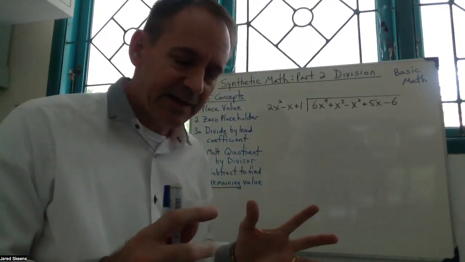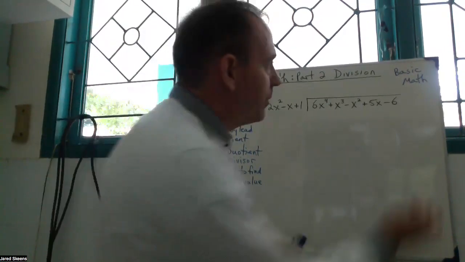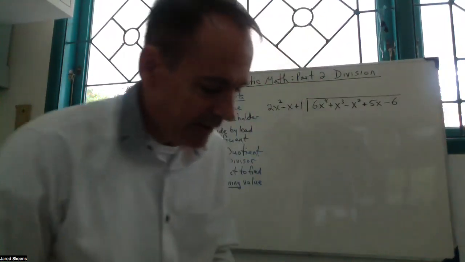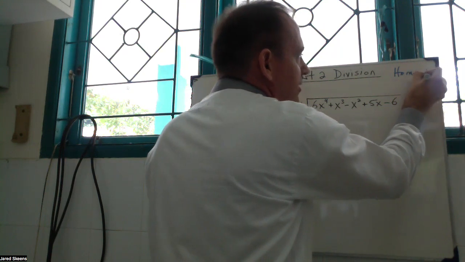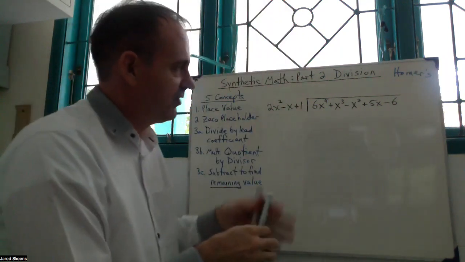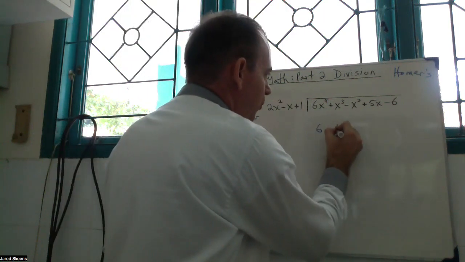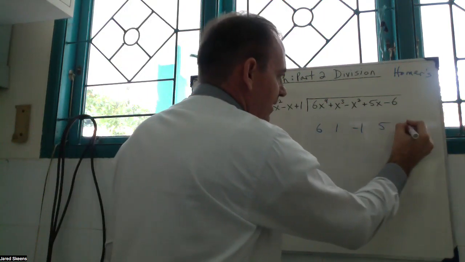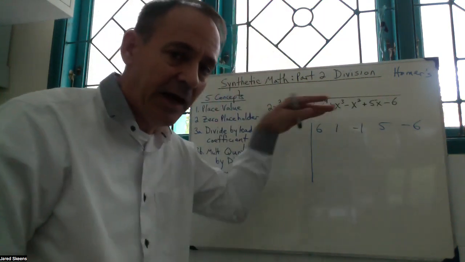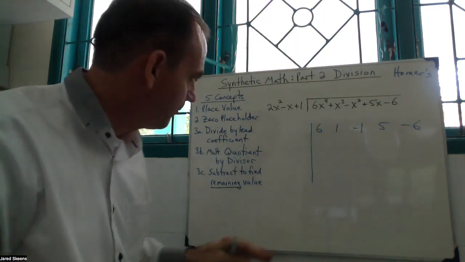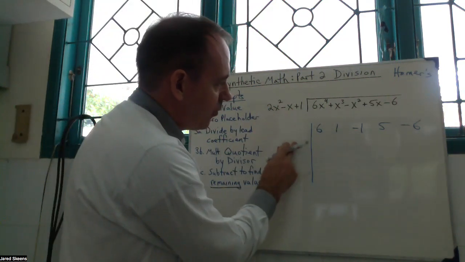So real synthetic division, which was based off of Horner's method, I'll put that up here instead of the basic math method. Based off of Horner's, we still use the coefficients. So we'll put 6, 1, -1, 5, and -6. But instead of putting the division on the top, we're going to work downwards. So on the divisor, we bring this down one at a time.